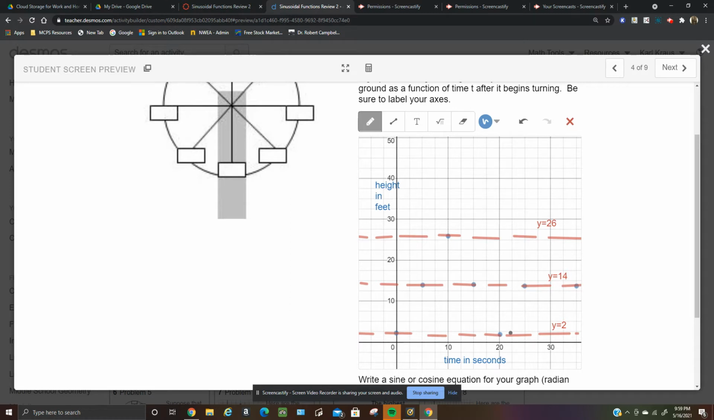and then every 20 seconds you would be at a minimum. And so if this maximum is at 10, then the next maximum would be at 30. Then I need to draw a sinusoidal wave through there. In this case, if we started at 0, we'd have a cosine curve.